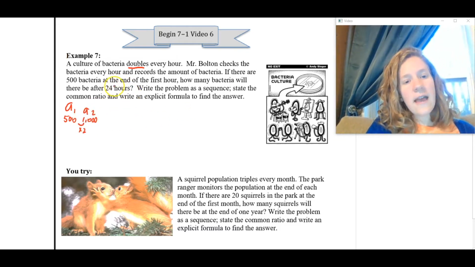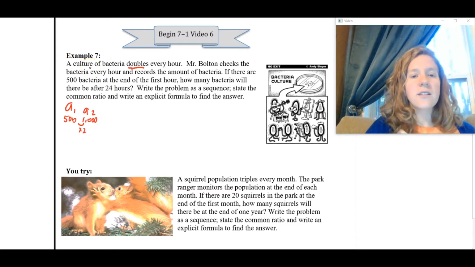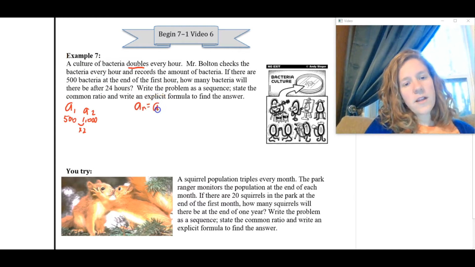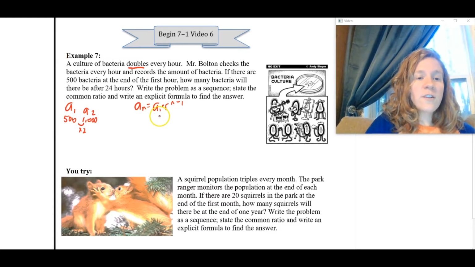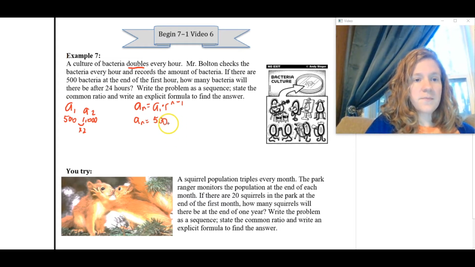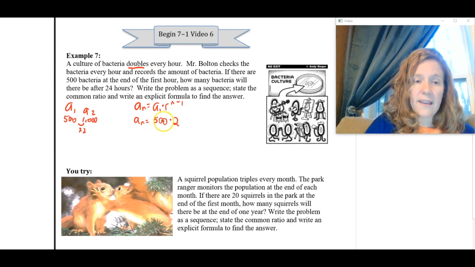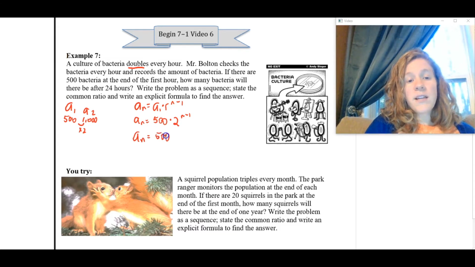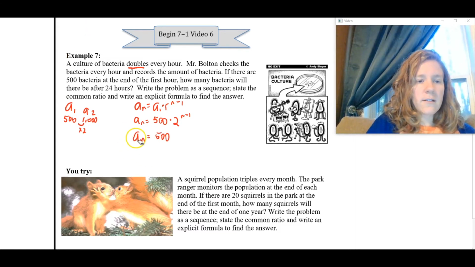Now, I could keep doing that until I got to 24 hours, but that would be a colossal waste of time because we have this beautiful thing called the explicit formula that looks like this. We know that the first term is 500 because we were told that at the end of the first hour he had counted 500 bacteria. And we know that the common ratio is 2 because we were told that this is doubling. So in order to figure out what's going to happen at hour 24, all I have to do is plug in 24. Oh, I should have written that right here.